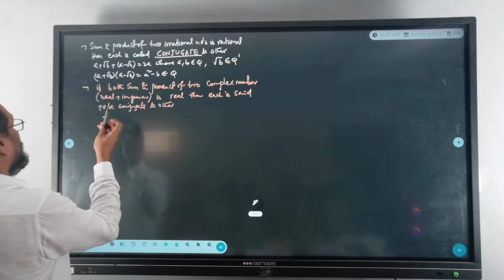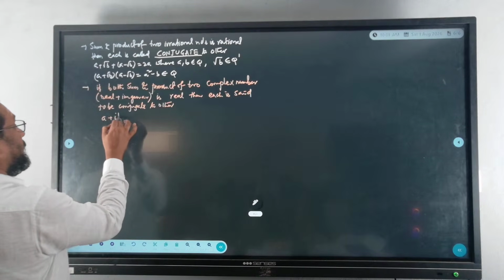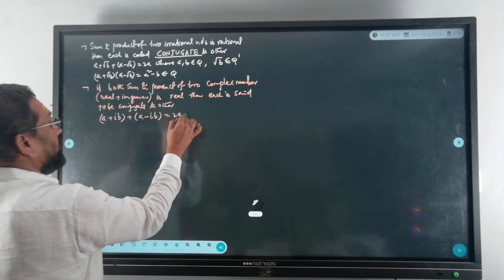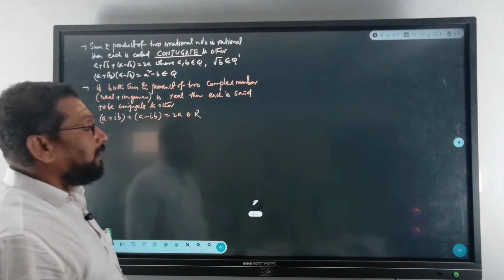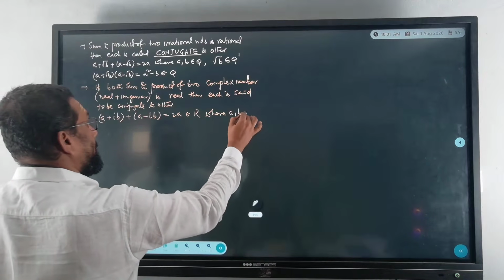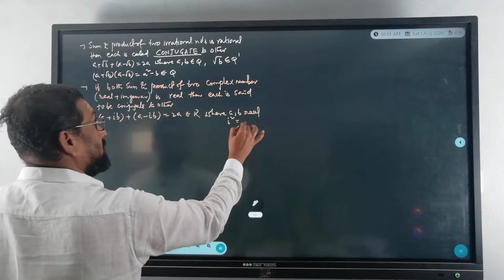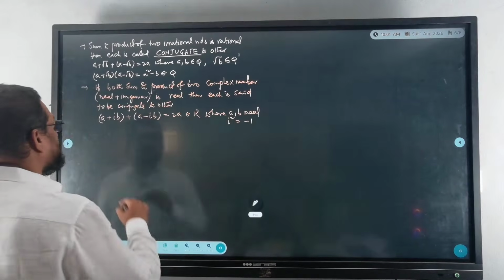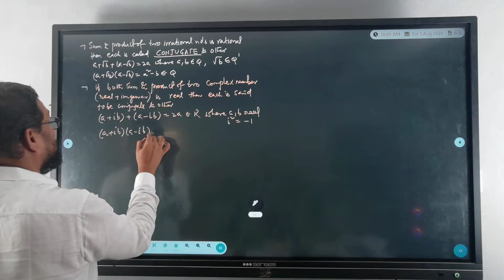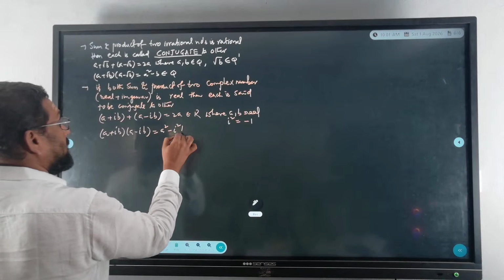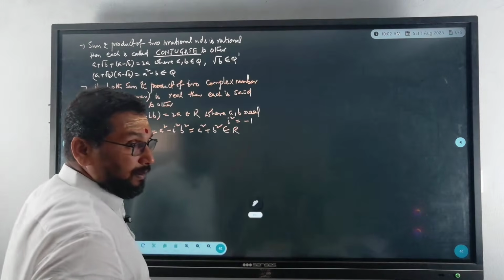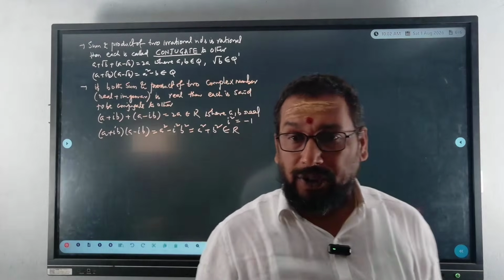So for example, a plus ib plus a minus ib is equal to 2a, which belongs to real, where a, b are real, and i square is equal to -1. Now a plus ib into a minus ib is equal to a square minus i square b square, that is a square plus b square, which is also real. That is called conjugate.